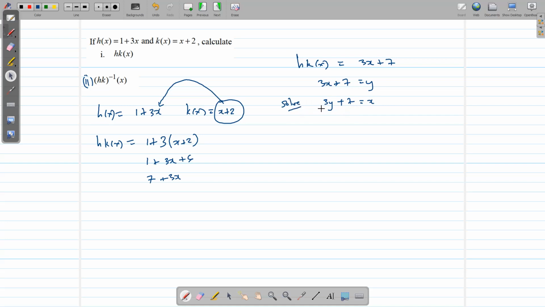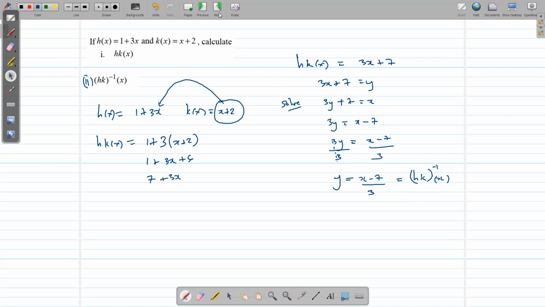We are now going to solve this equation for y. We have a plus 7 here, so we're going to subtract that 7. So 3y is equal to x take away 7. Once we have done that subtraction, 3y therefore is going to be equal to x minus 7 divided by 3. And our solution, having cancelled there, y is equal to x minus 7 over 3, which becomes h of k inverse of x.